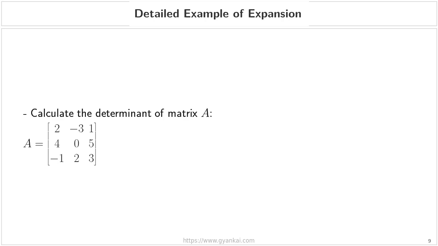We will be expanding this determinant along the first row, using the step-by-step process of finding the minors and applying the checkerboard sign pattern that we just discussed. Let's move on to the next slide to break this down element by element.